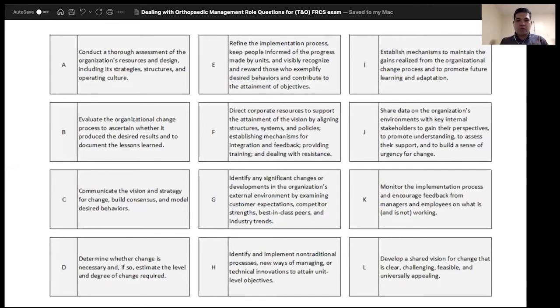So you have a complicated situation: how will you develop your ED department? How will you change your elective center to be more effective? So my plan, my target, is to develop a shared vision for a change that's clear, challenging, feasible, and universally appealing. That's a very good starting sentence to start with.